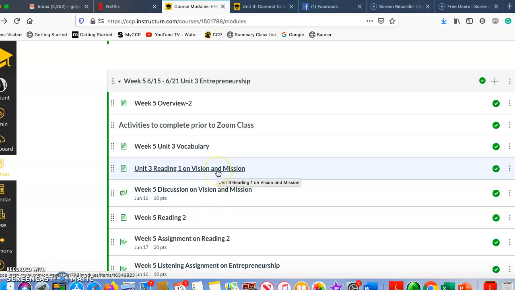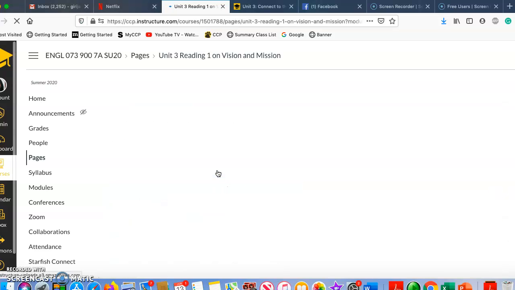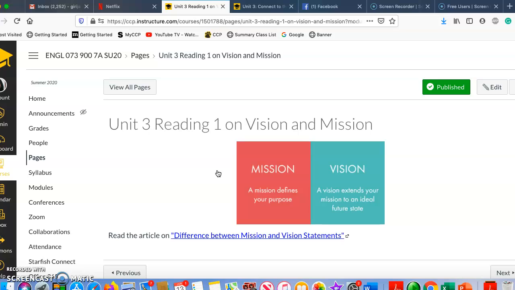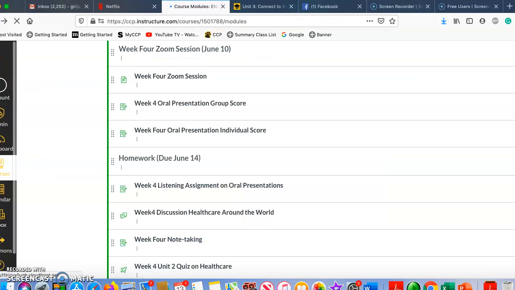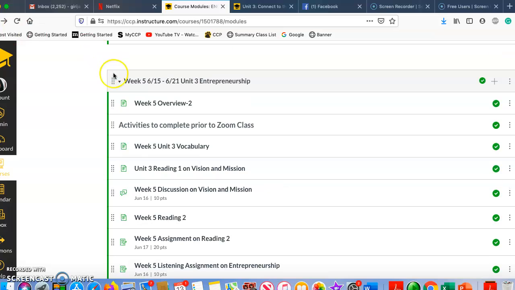Then you have to read this article. It's a very short, quick article, because in any business or enterprise, or when you're going to start a business, you need to understand these two terms, mission and vision. So go through this article by clicking here, read it, try to understand it. Just give it a quick reading. You don't have to spend a whole lot of time doing that.